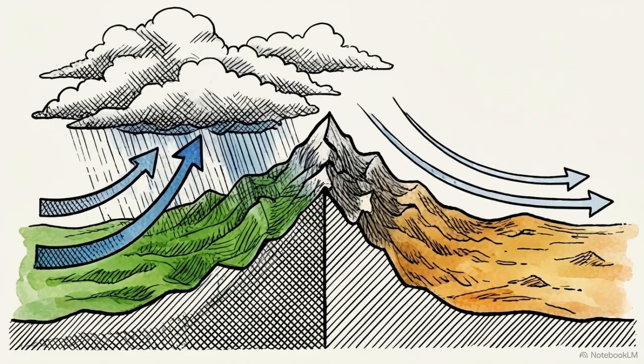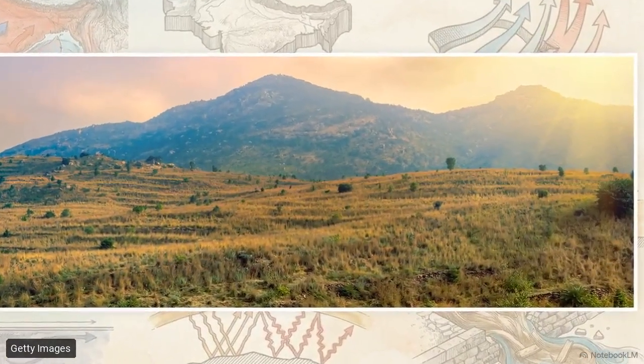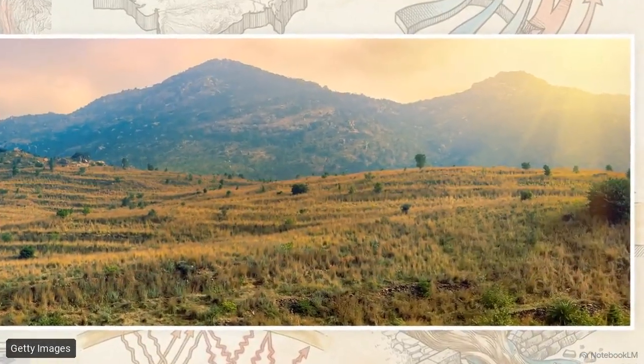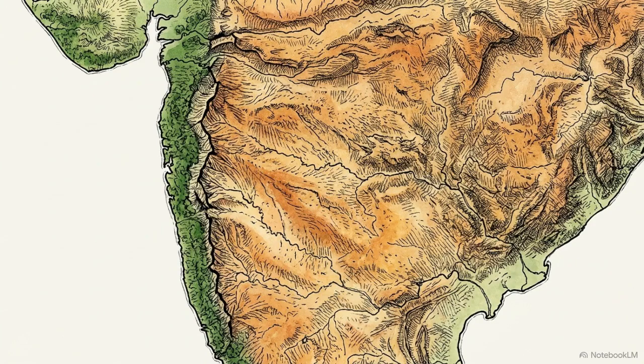When the air mass clears the mountain peaks, it has been stripped of its moisture. This dry air sinks back toward the surface. As it descends, it compresses and warms, preventing cloud formation and creating an arid rain shadow on the leeward side of the range. Topography acts as a mechanical barrier, dictating the unequal distribution of rainfall across India.